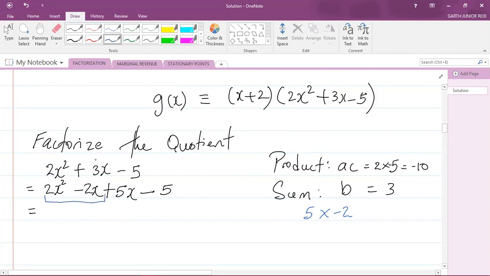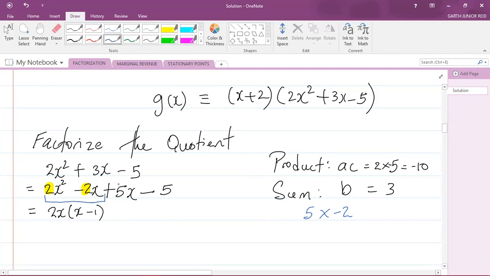Let's look at these two terms and see what can be factored out. Well, you should recognize that 2 is a common factor, and x is also a common factor, so I can factor out a 2x there. And when I factor out a 2x, I will have x minus 1 remaining in brackets, because 2x squared divided by 2x is x, and negative 2x divided by 2x is negative 1.